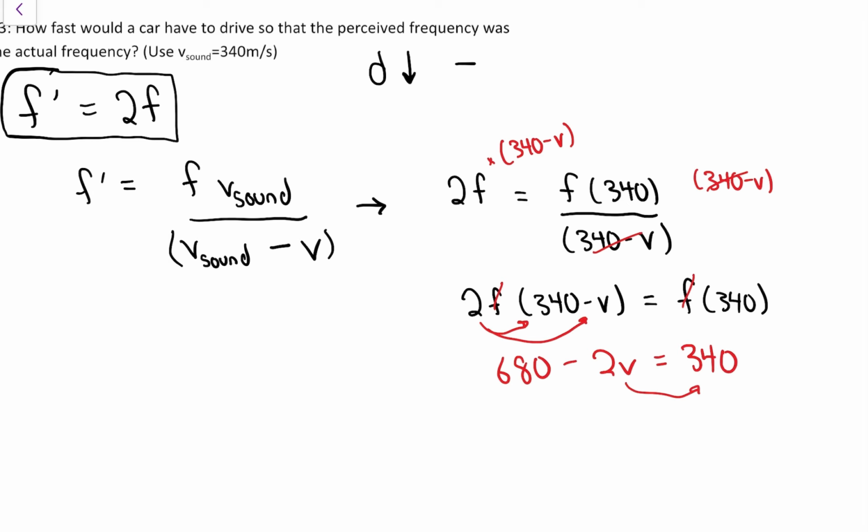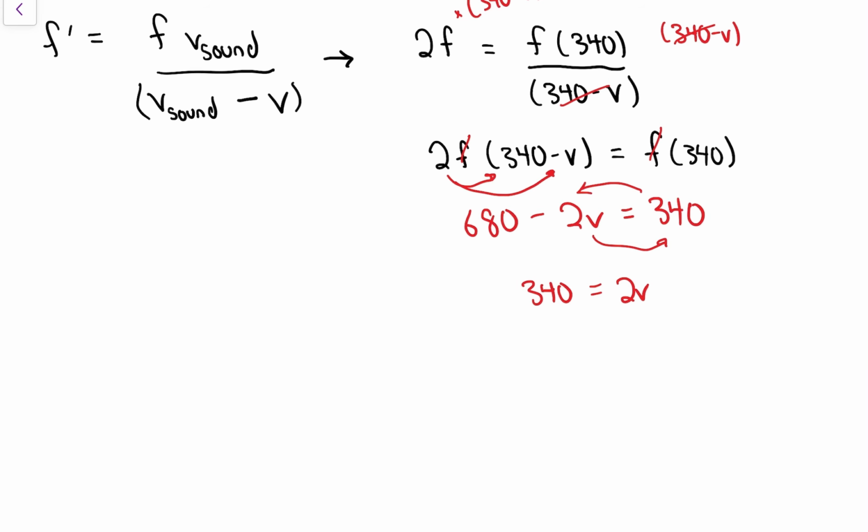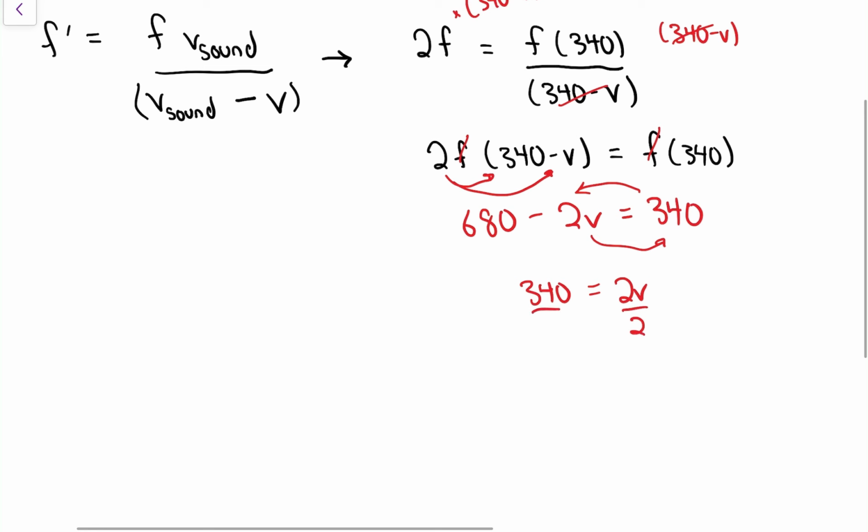Now I've got to do a little flipping, bring the 2v over here, bring the 340 over there. 680, I have to take away 340, that's going to get me back down to 340, and that's equal to 2v. The last step is to get v all by itself, divide both sides by 2. I get v equals 1/2 of 340, which is 170.